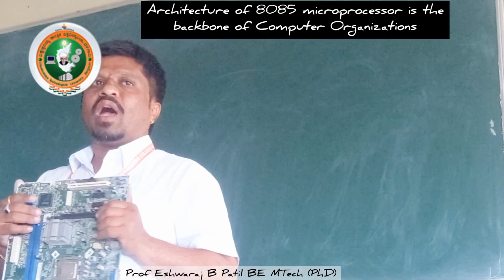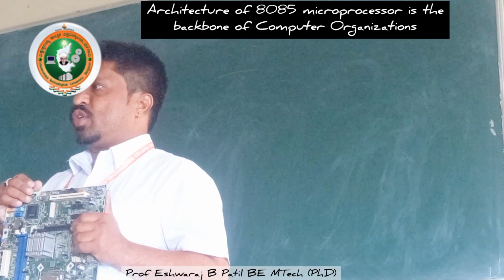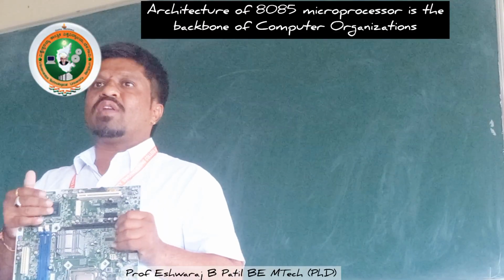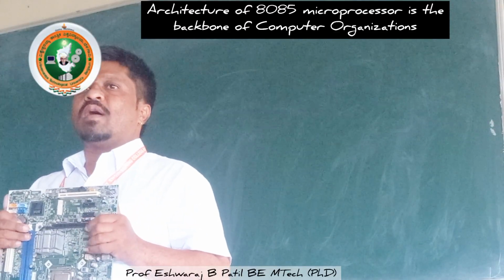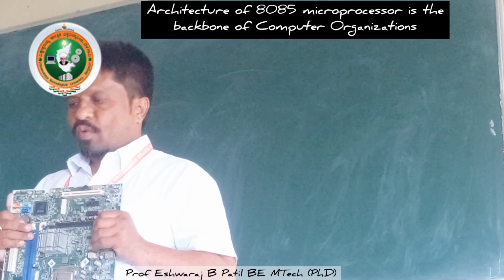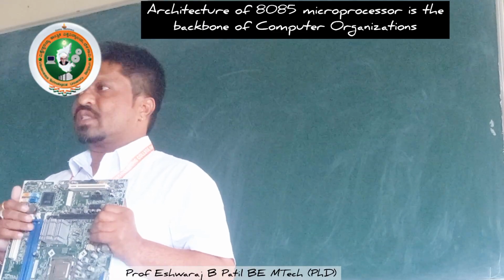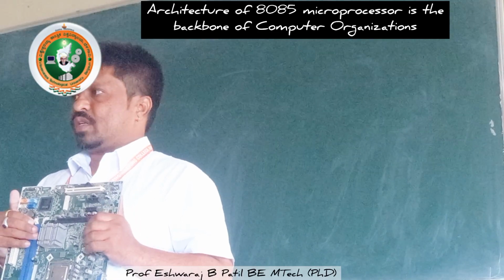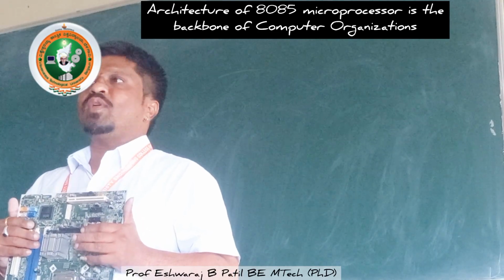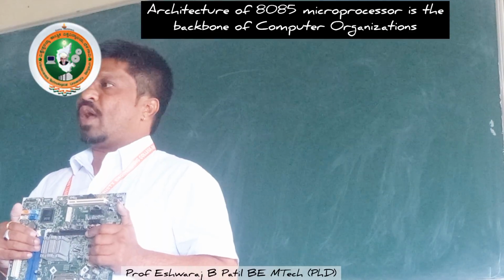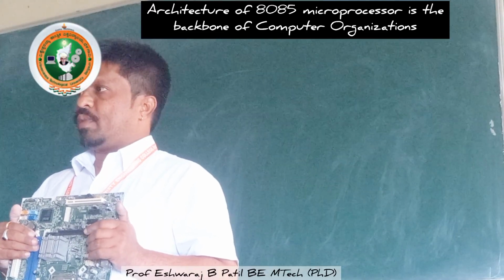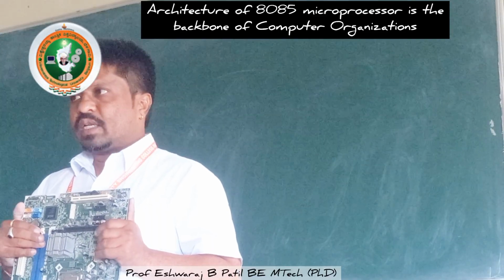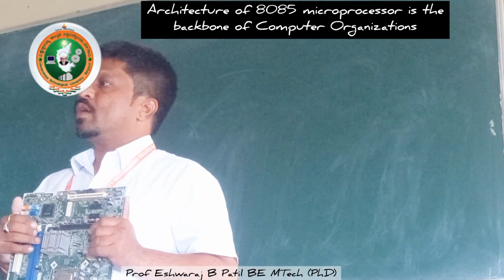Today I will draw the architecture of the 8085 microprocessor, which is not in your exact syllabus. But anyway, I will try to show the parts of our 8085 microprocessor. CO is completely based on this microprocessor. The 8085 microprocessor is one of the basic microprocessors. We'll be using it as the base, the backbone of our CO subject. You should remember this.